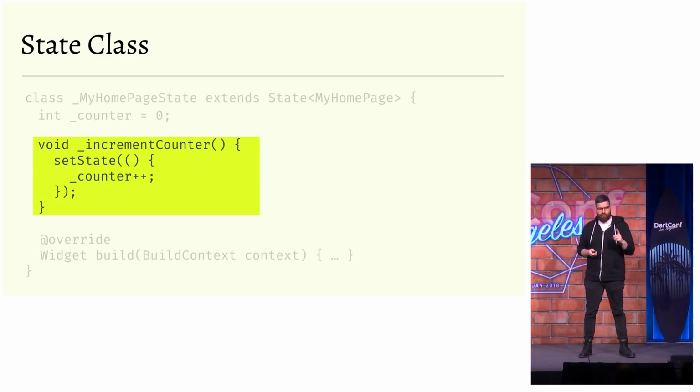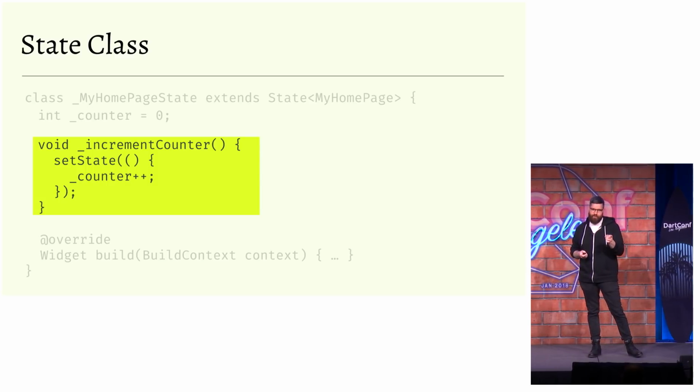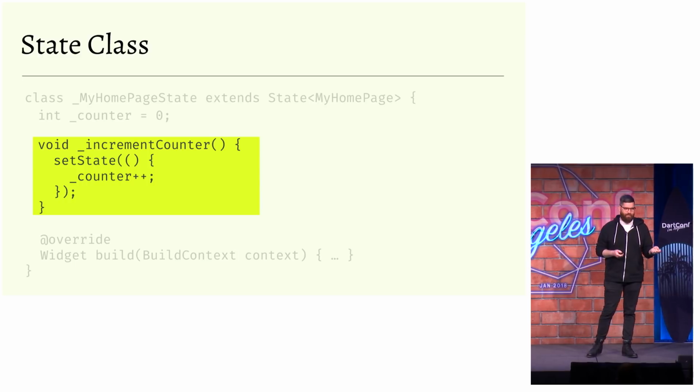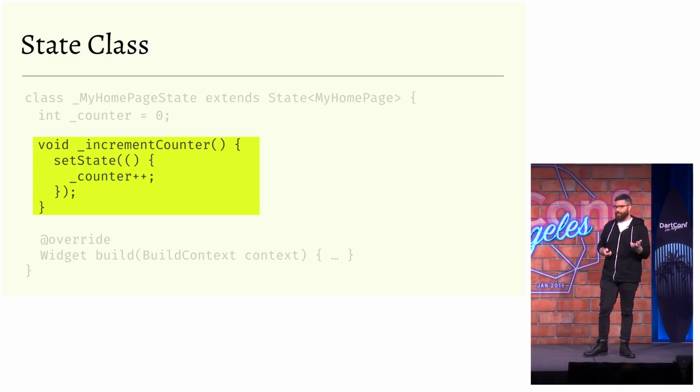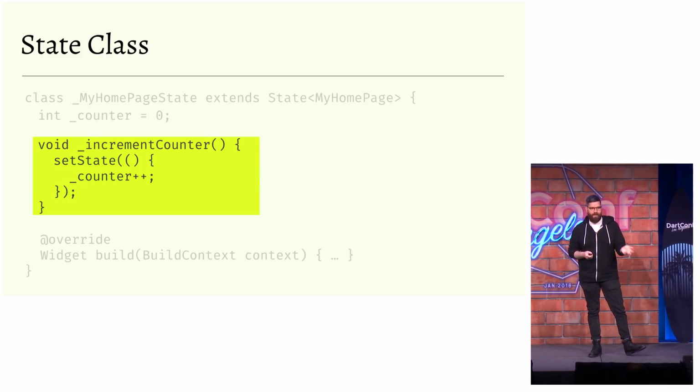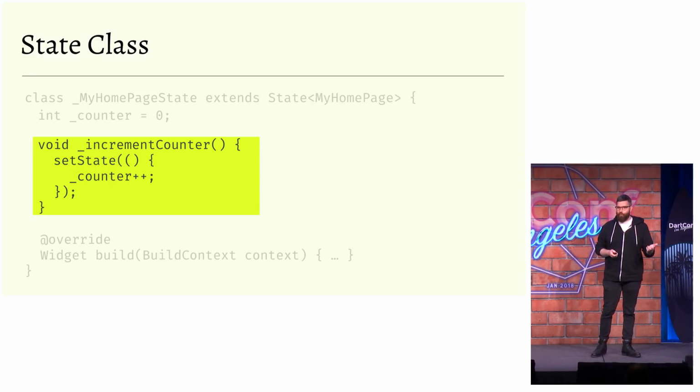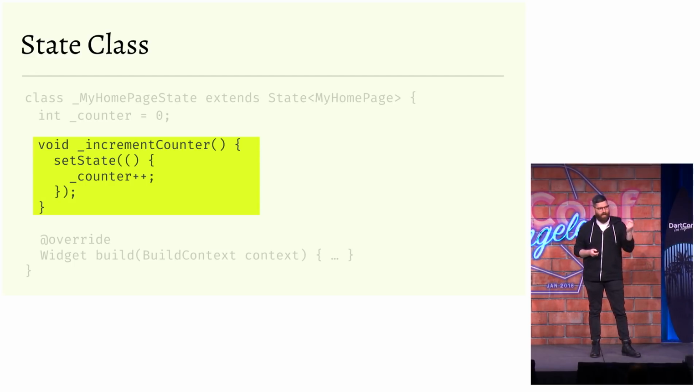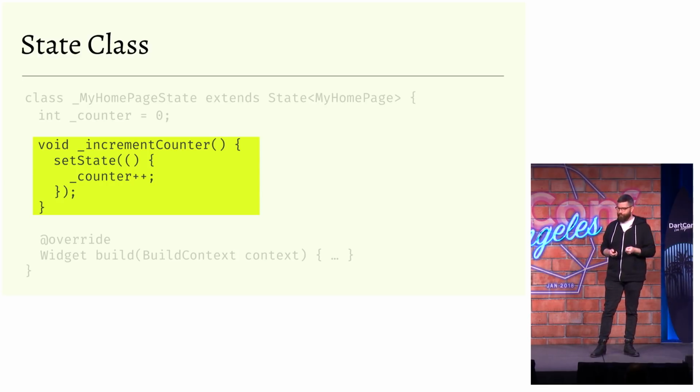This is where it gets a little interesting, because we're not just incrementing the counter, but we're also using the setState method from the state class. What that'll do is run the function that you give it, and after it runs that function, it'll tell Flutter, go ahead and rebuild this widget tree, or mark this tree as needing a rebuild.